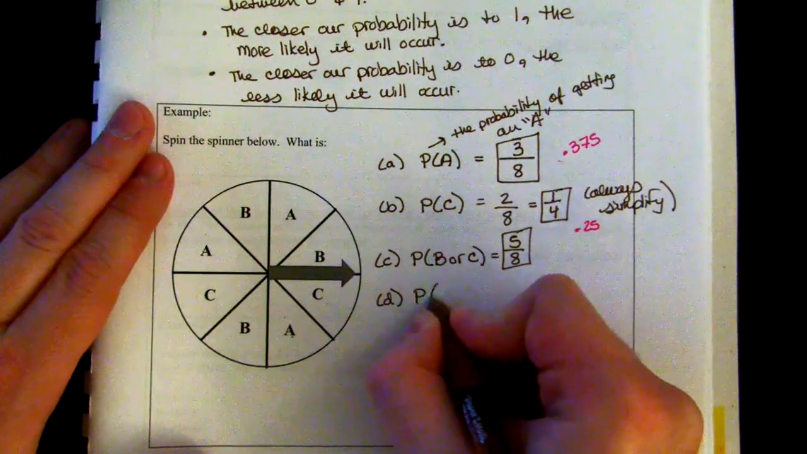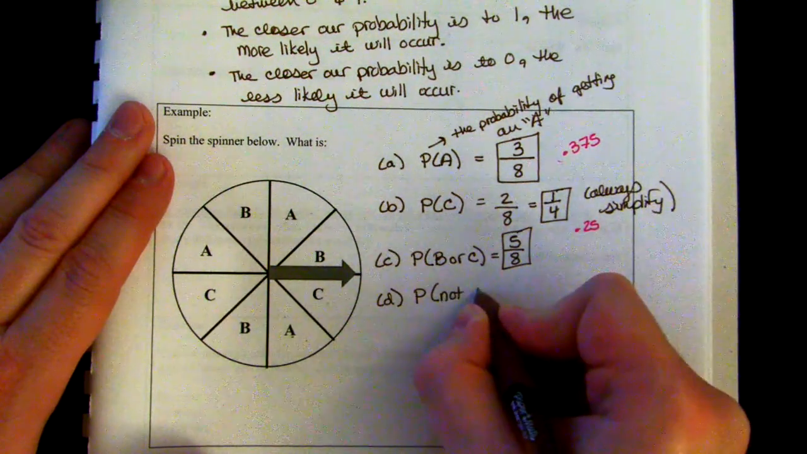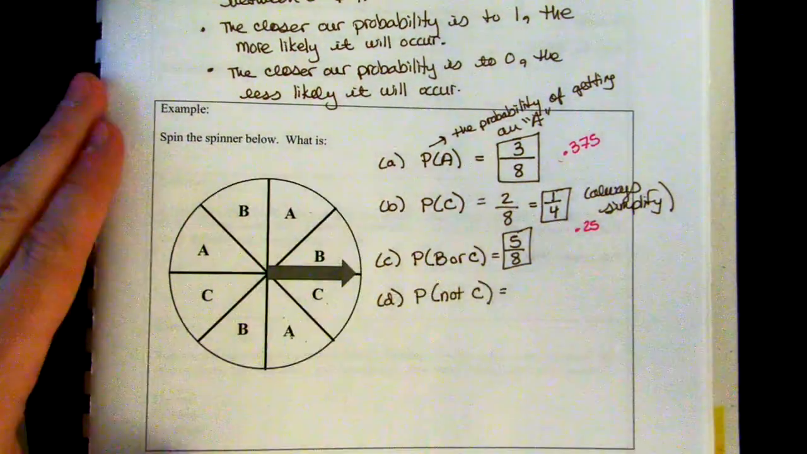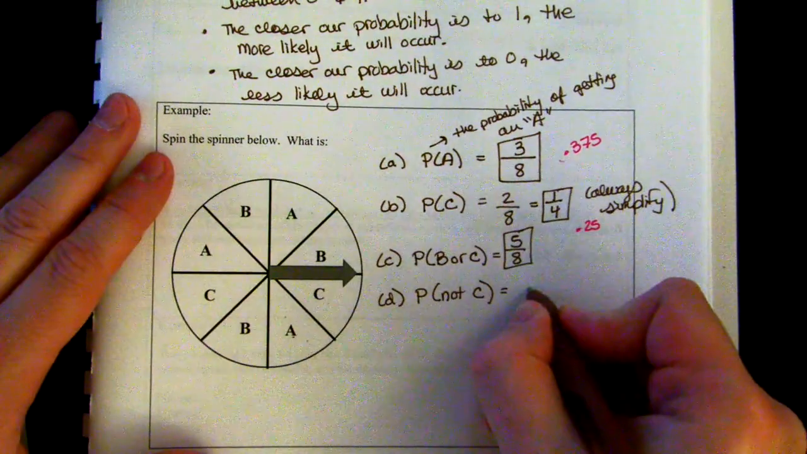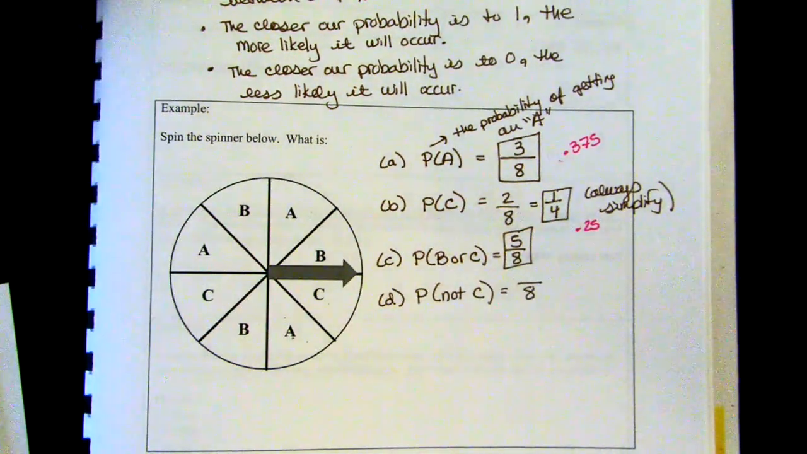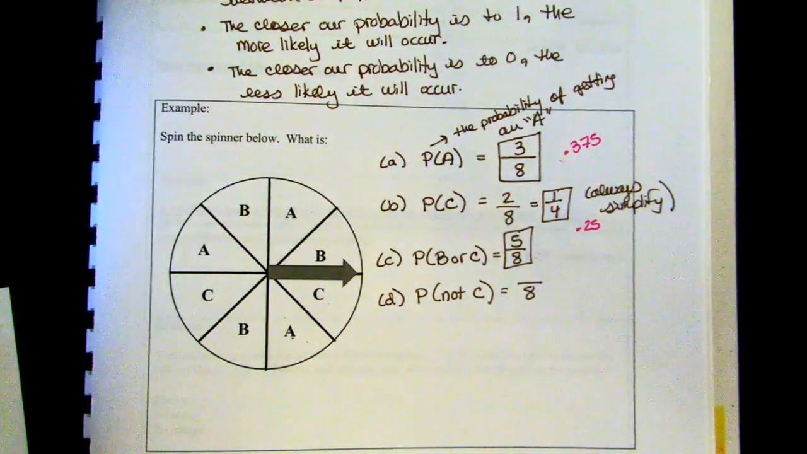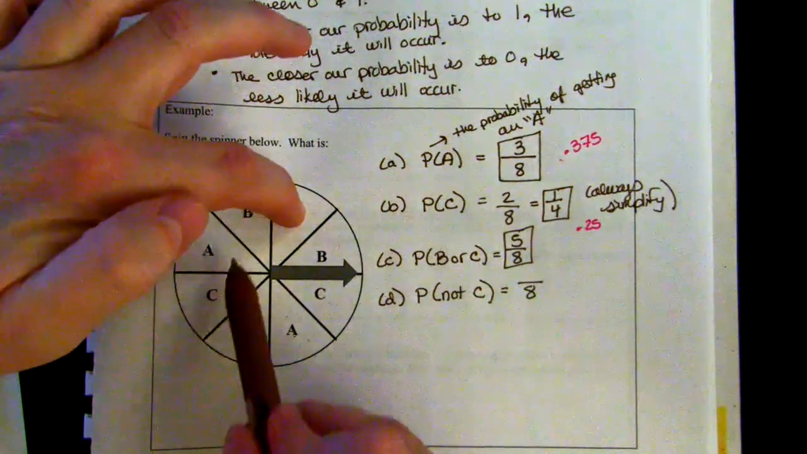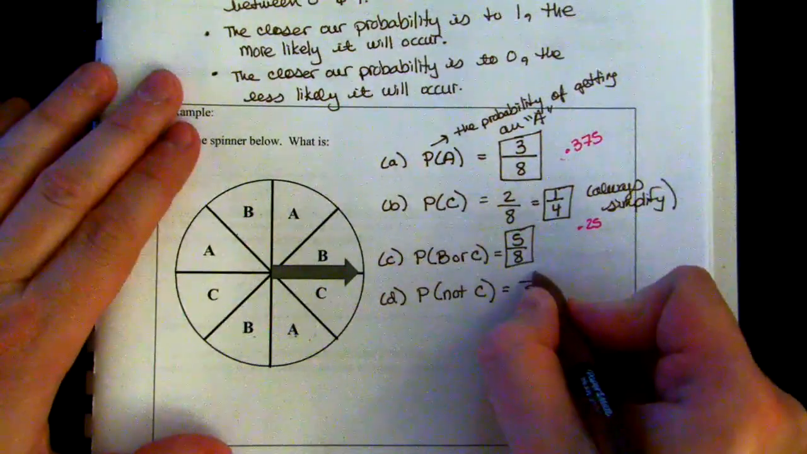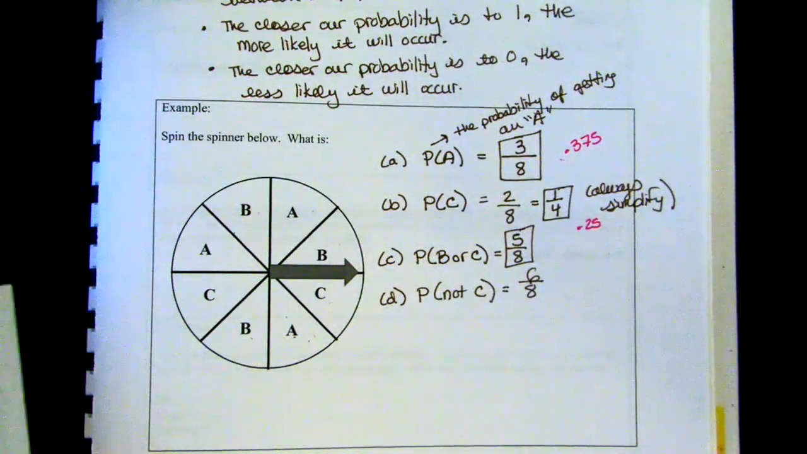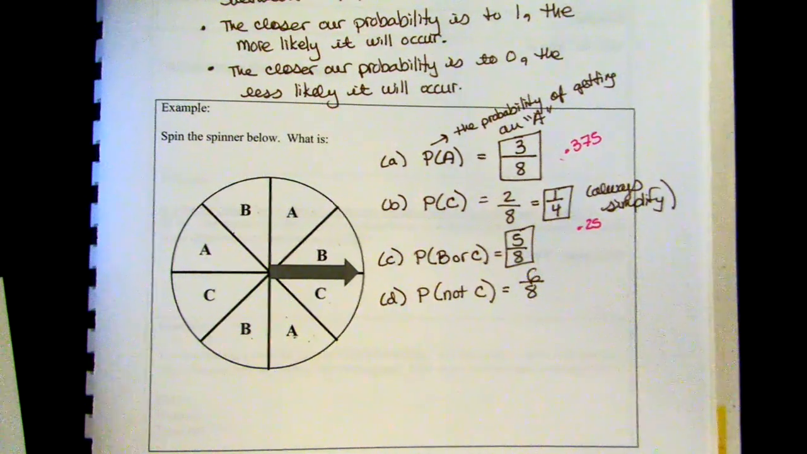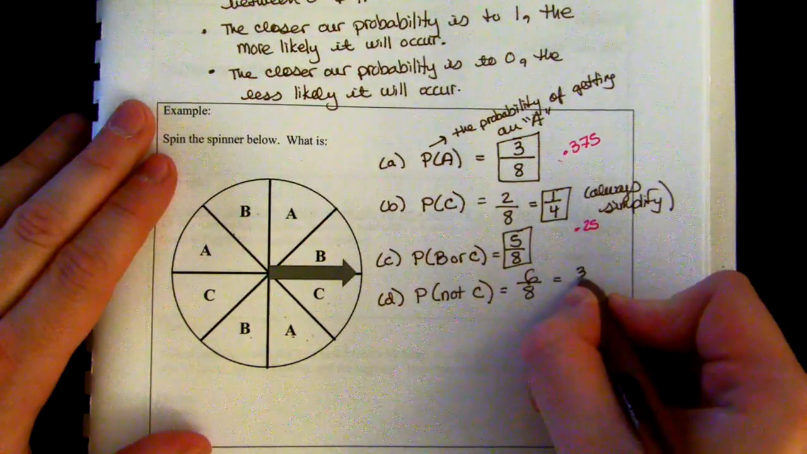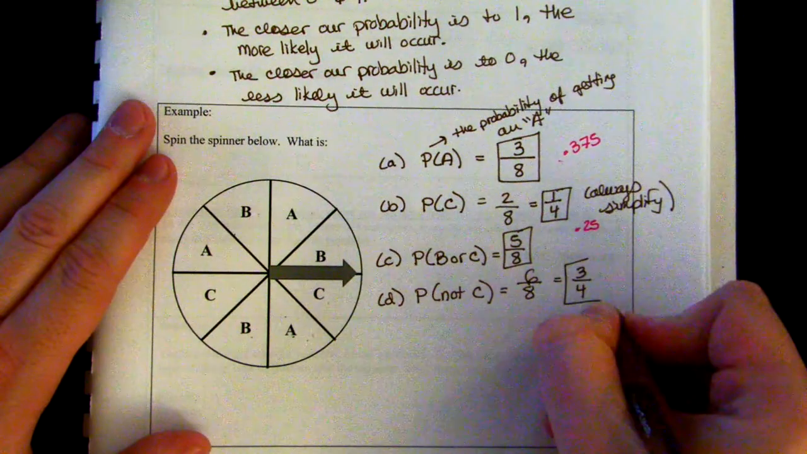Letter D. Let's find the probability of getting anything but a C. Some letter that is not C. And I know there are still 8 total options. Well, how many spaces have something that's not C on it? Let's see. 1, 2, 3, 4, 5, 6. I think there are 6 over 8. And what are you really going to tell me for the answer? Hopefully you're really going to tell me 3/4.